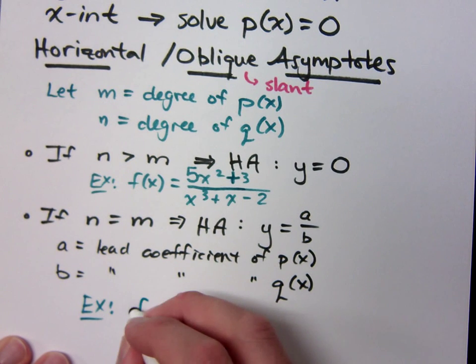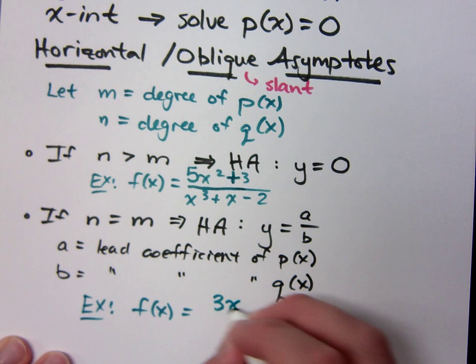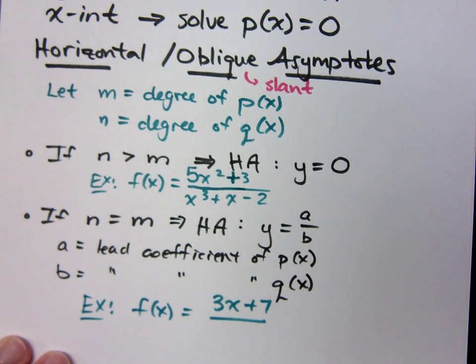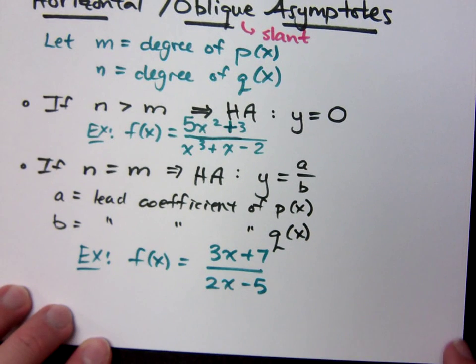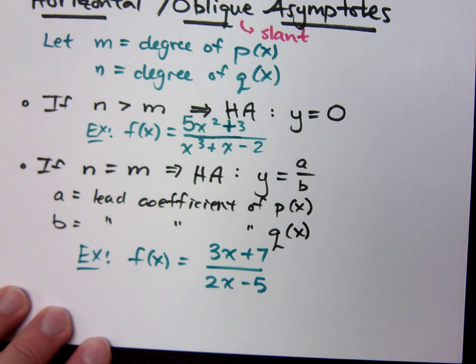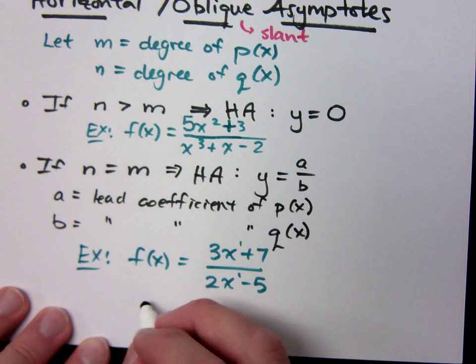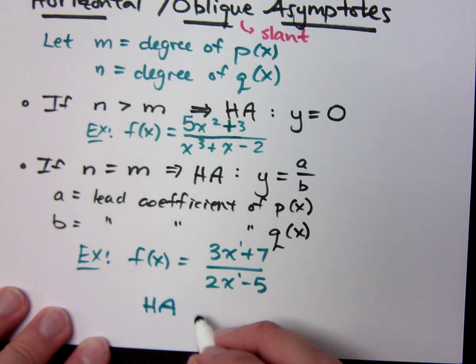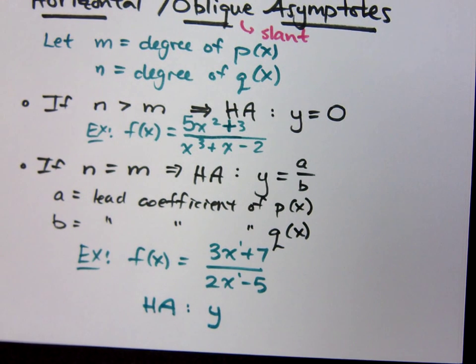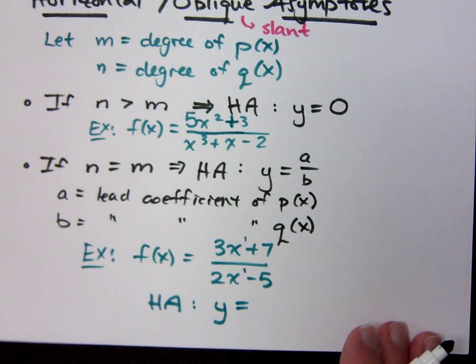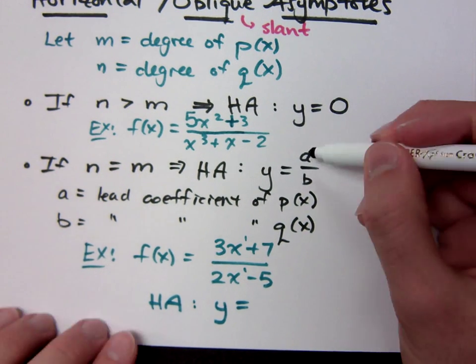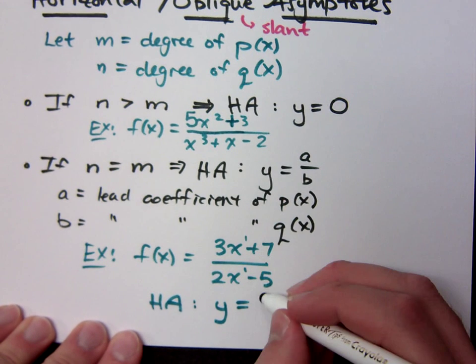So if I were to say this, f of x is equal to 3x plus 7 over 2x minus 5, who's stronger, the top or the bottom? In terms of their degrees, their strength is exactly the same, right? Both to the first power. But this tells me that my horizontal asymptote, and remember these are equations of lines and you must give them as such. What do you think y is going to equal here based on what I just told you? 3/2. It should be the quotient of their lead coefficients, so 3 over 2.